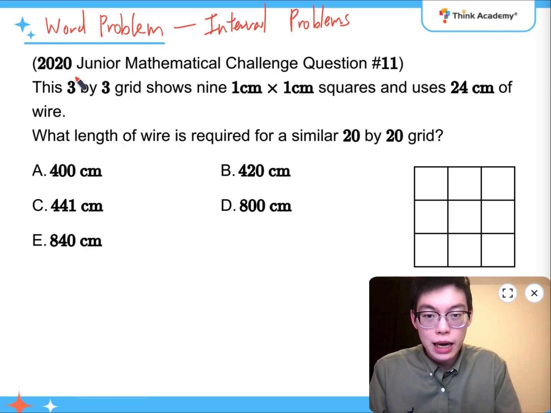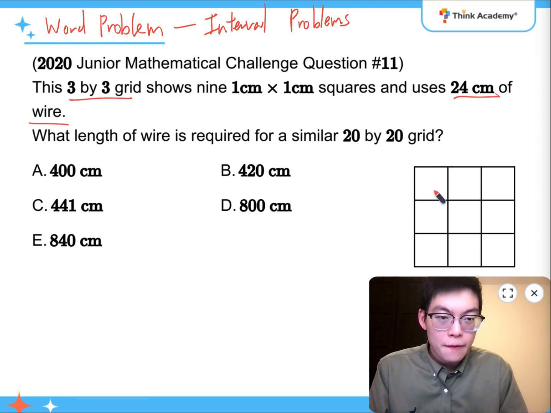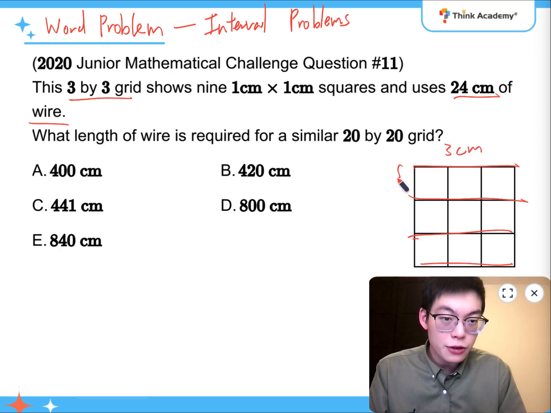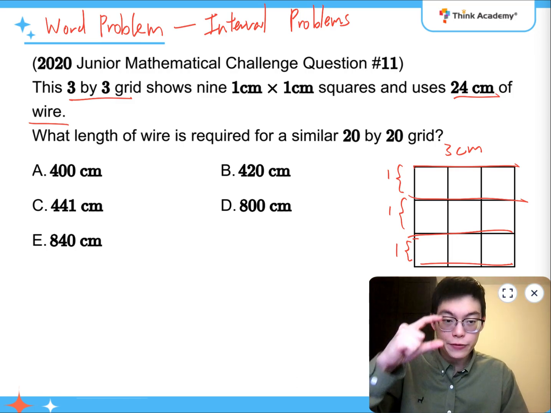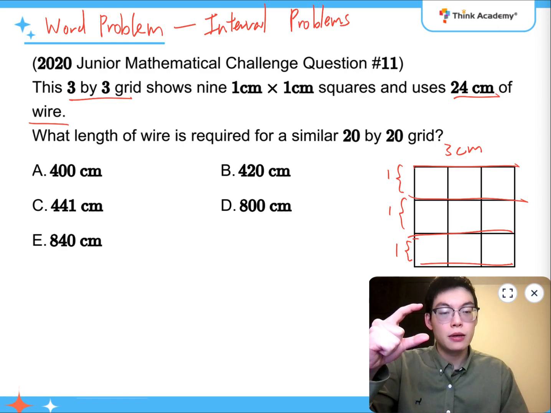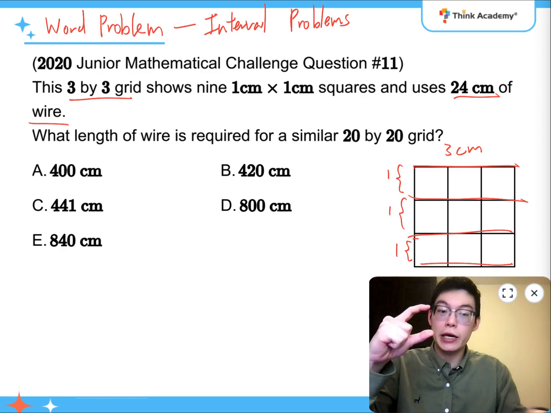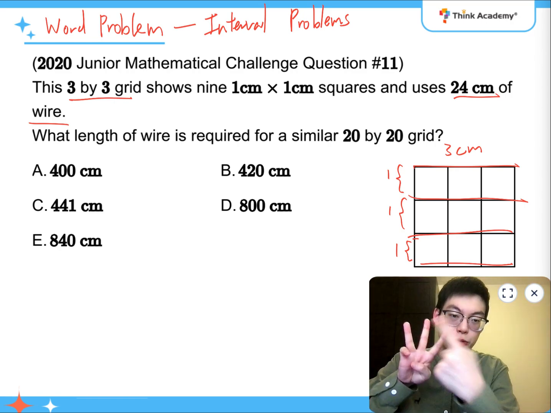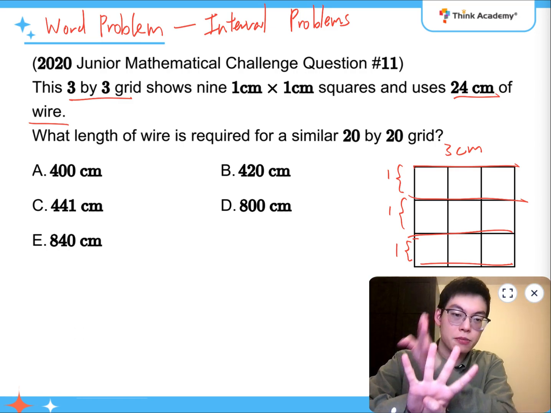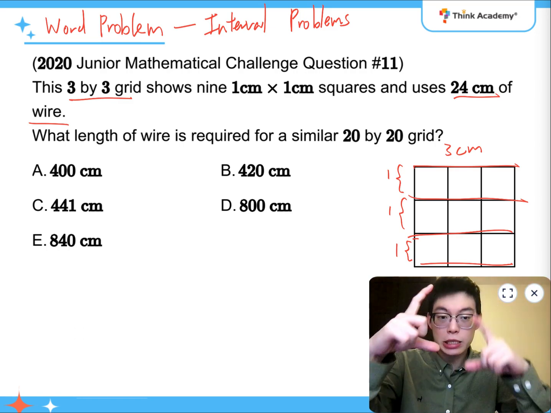It's because how do I get the 24 centimeters of wire in a 3 by 3 grid? That's because I have 4 horizontal wires, each of length 3 centimeters. And the 4 comes from 1 more than 3, because we know that if I have a 3 by 3 grid, I will have 3 intervals of 1. That's how the number of wires is 1 more than the gaps. For example, if I have 3 fingers, I have only 2 gaps between them, right? 4 fingers, 3 gaps. So the gaps are just the 3 centimeters.